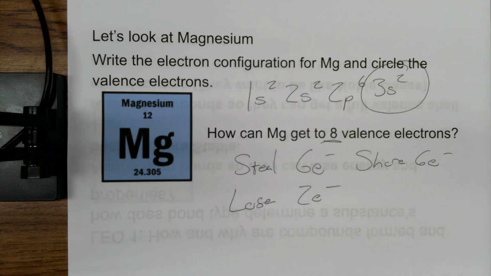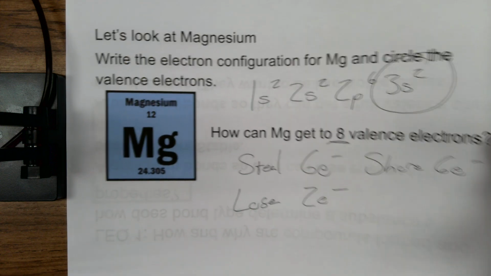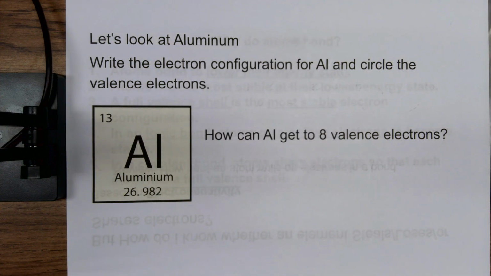So we did one together. I want to walk around and I want you to do aluminum. I want you to do the exact same thing. Write out aluminum's electron configuration, and circle the valence electrons. Good practice from what we did in Unit 3. Then, with those 3 ideas, steal, share, or lose, I want you to tell me how many electrons aluminum has to share or steal from something else, and how many electrons aluminum has to lose to get to 8 valence electrons in that outermost shell.